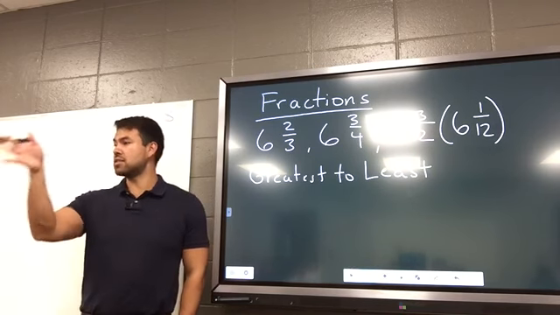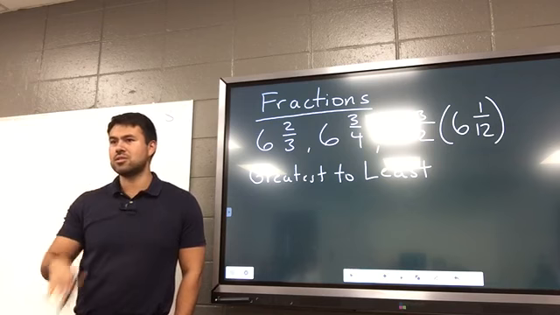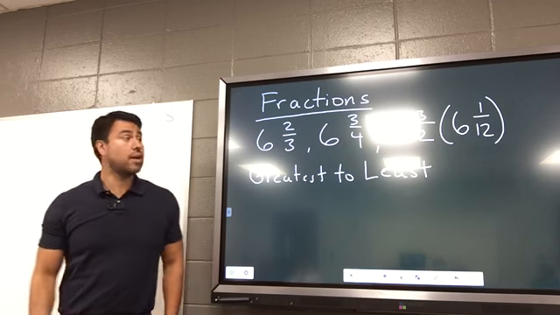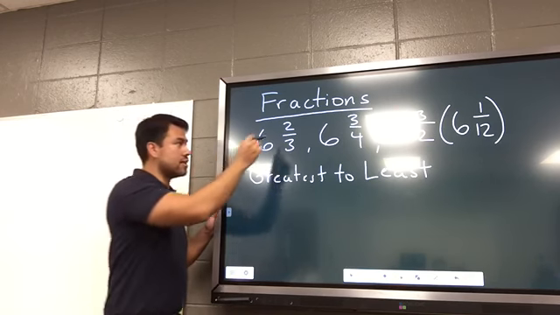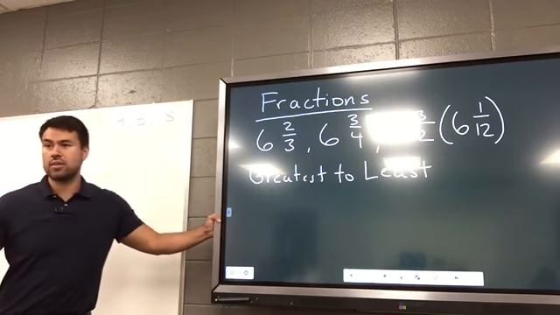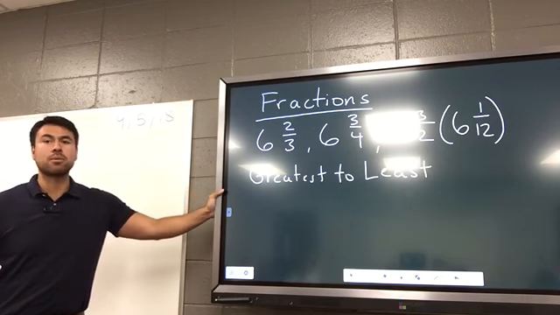How do you go from greatest to least? How would you do it? Darius? You could change it to decimals. Okay, one way to do it is to change these mixed numbers into decimals. That's exactly, you could totally do that. And then you can compare them like we did the last problem. Good. What's another way?